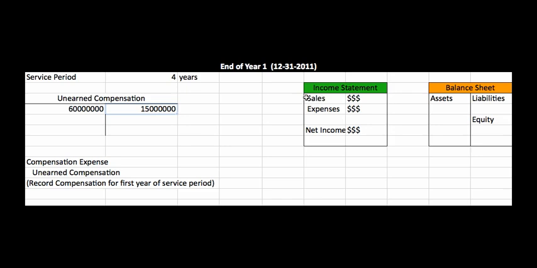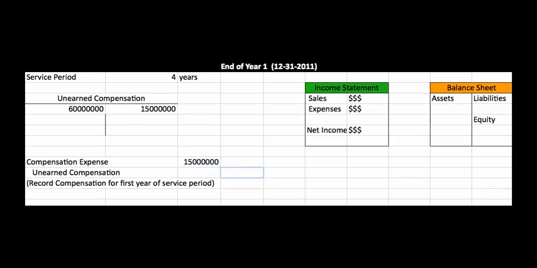So $15 million of the unearned compensation should be pushed into my income statement by crediting the unearned compensation, which is an asset, reducing the asset, and increasing an expense of some sort. So the adjusting entry at the end of the first year is going to be debit compensation expense for 1/4 of the contract amount, which is $15 million, and I'm going to then reduce the prepaid expense by the same $15 million.